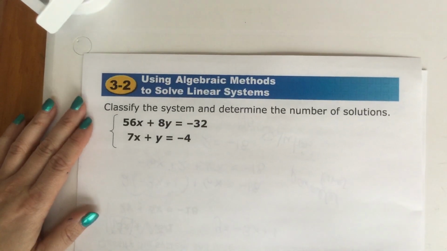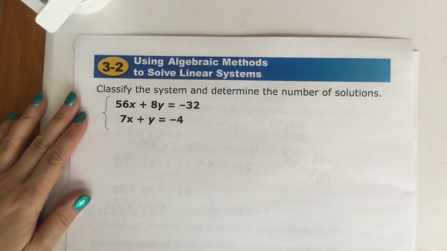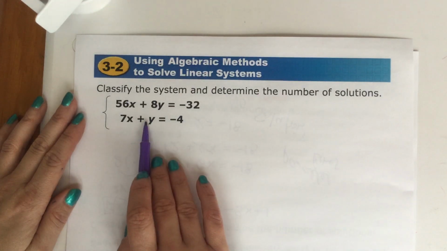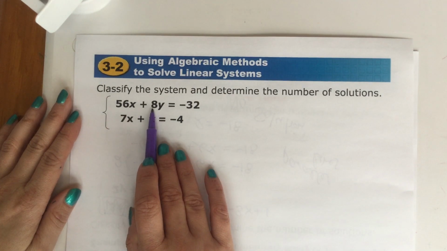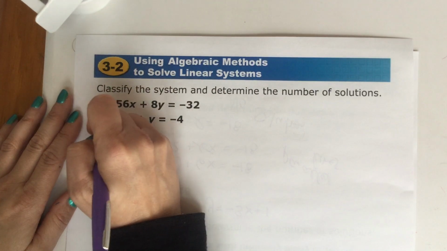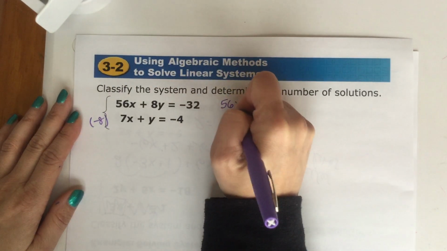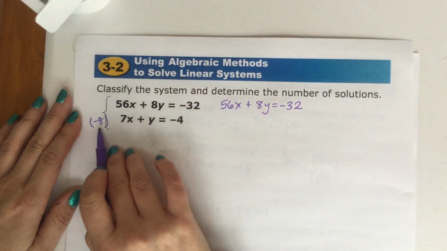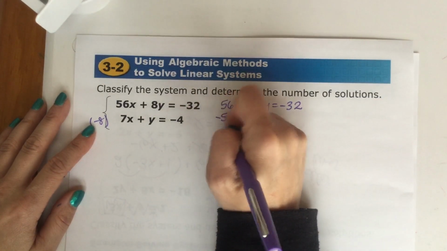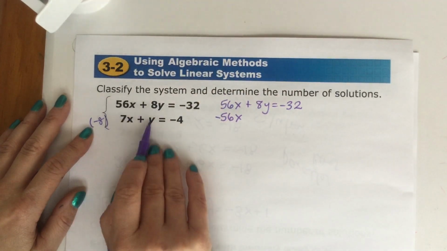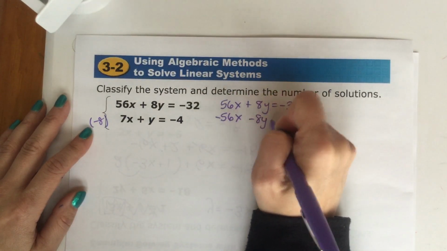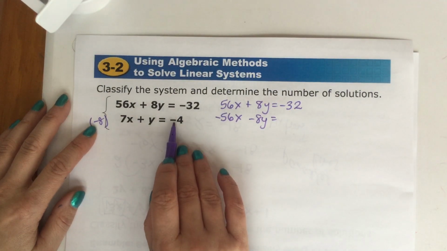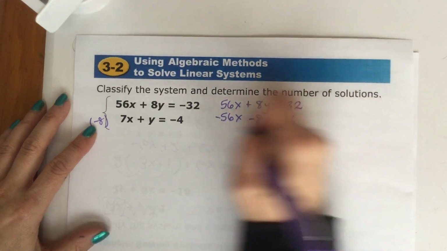Okay, if you want to solve this system, again, they did not tell us substitution or elimination, so this time I'm going to use elimination. If I want to cancel y, this y has a positive 8, so I would need to have a negative 8. So I'm keeping the top the same, 56x plus 8y equals negative 32. Negative 8 times 7x is negative 56x. Negative 8 times positive y is negative 8y. Negative 8 times negative 4, a negative times a negative is a positive. 8 times 4 is 32.